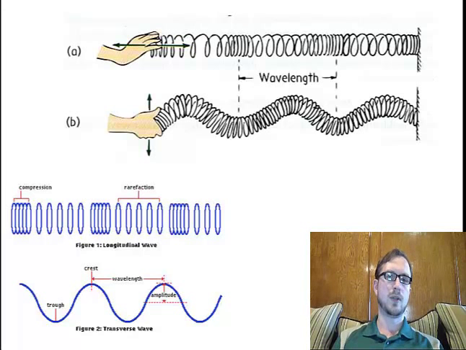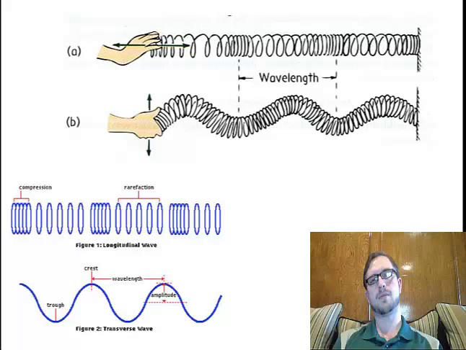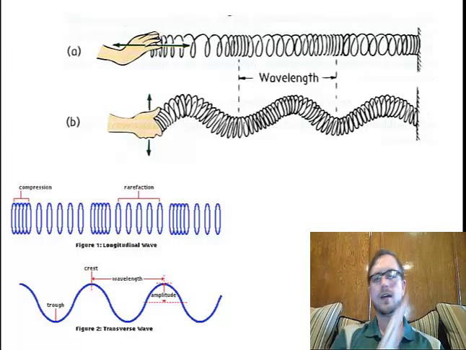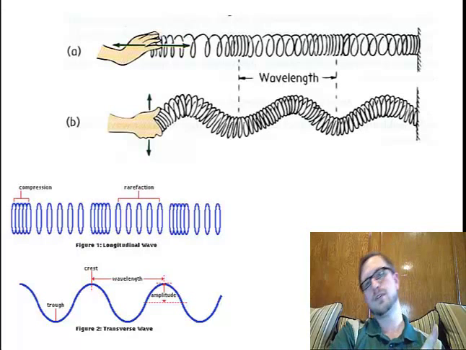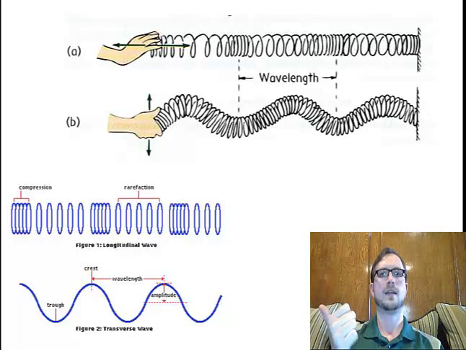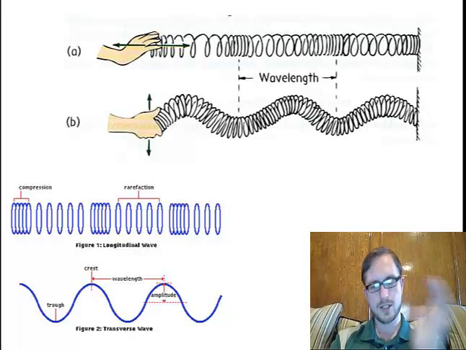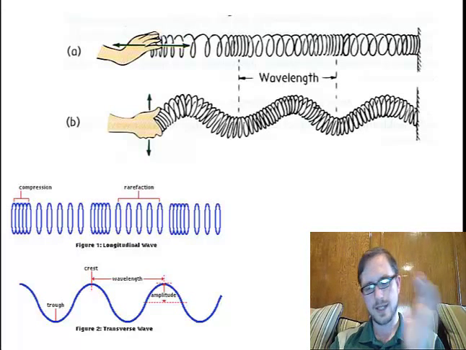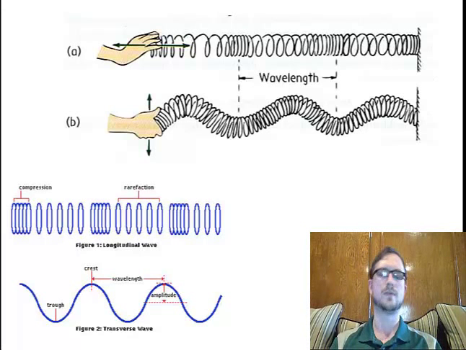Now, the one thing you really want to take away from this picture is those arrows up there by the hands. So in A, the longitudinal wave, the arrow is going left and right, left and right. Now, the wave is traveling to the right, and the vibration is going left and right. So if the vibration, the oscillation, is in the same direction as where our wave moves, that's longitudinal.